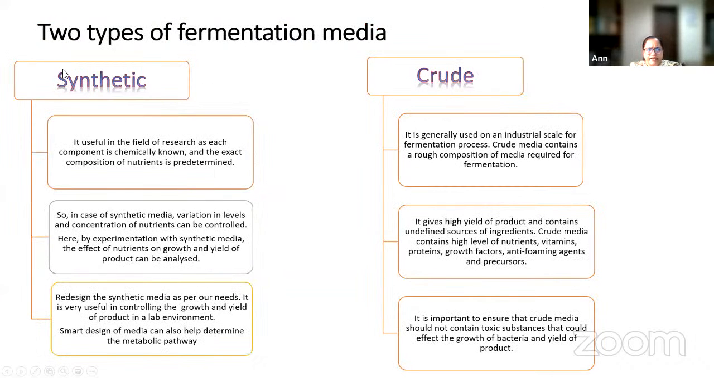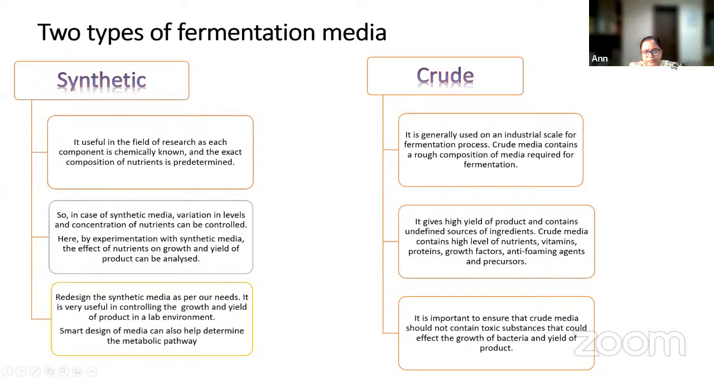Now, again, in this category, we have two types, synthetic medium and crude medium. Synthetic medium, as the name suggests, everything here is controlled. You have a very smart design that goes into the synthetic medium, and it is able to control the product growth and the yield of the product in a lab environment. Even if we do a smart design of media, we can actually trace the metabolic pathway also in many of the cases.